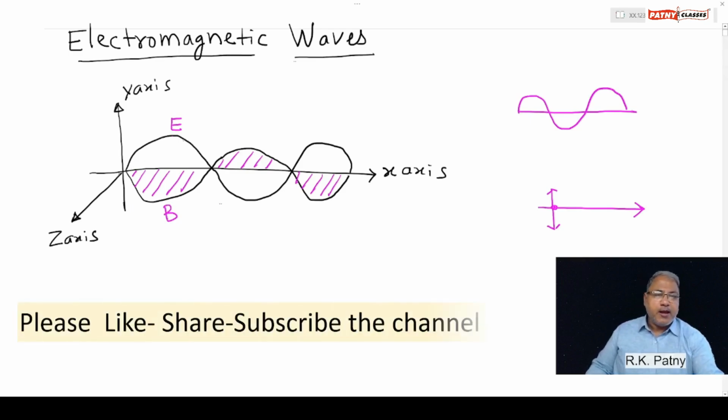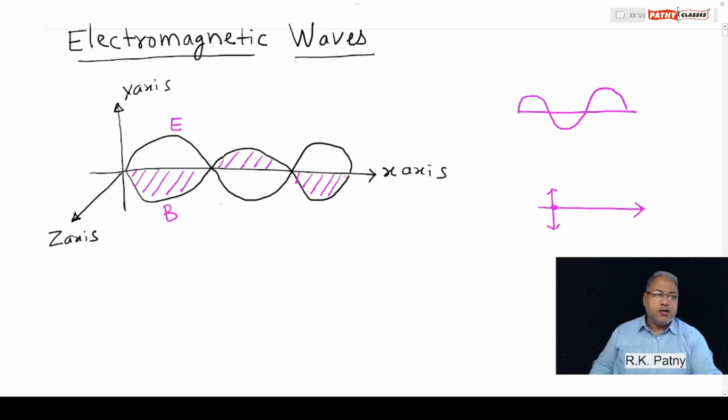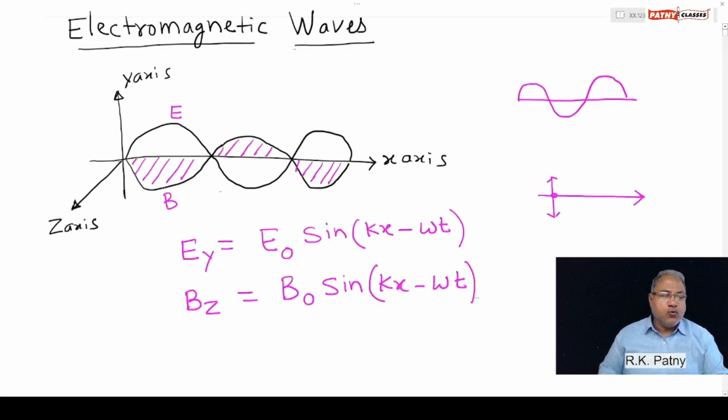So electromagnetic waves have two components, and both the components are transverse in nature. Electromagnetic waves have two waves, and both the waves are perpendicular to each other. Electrical wave and magnetic wave. We can call it the electrical component and the magnetic component, and both are sinusoidally varying components.